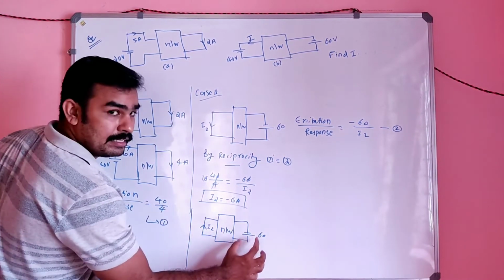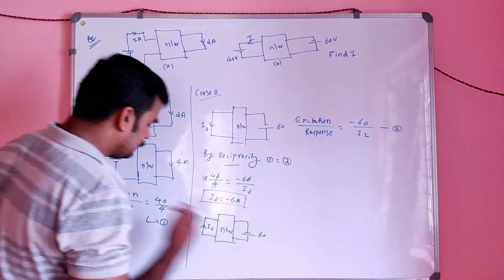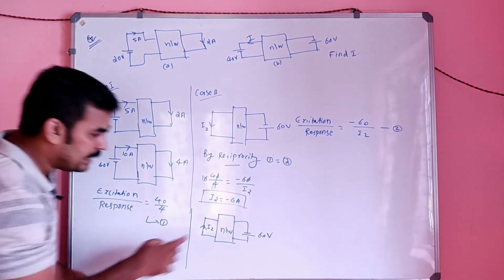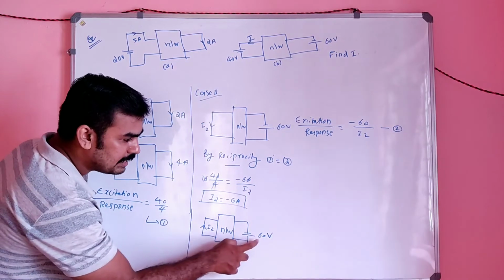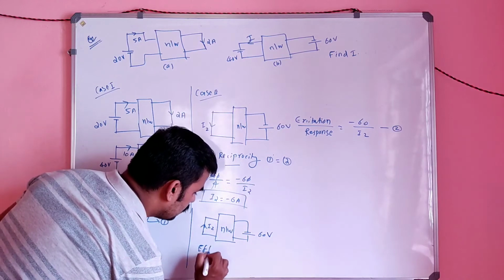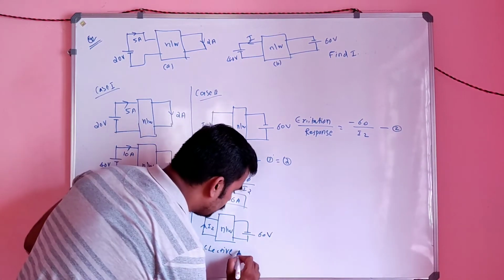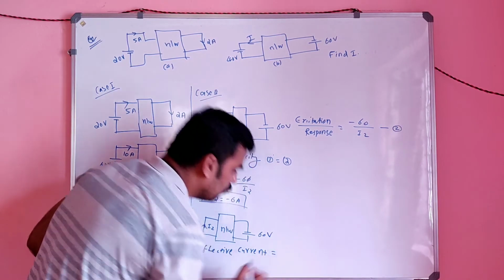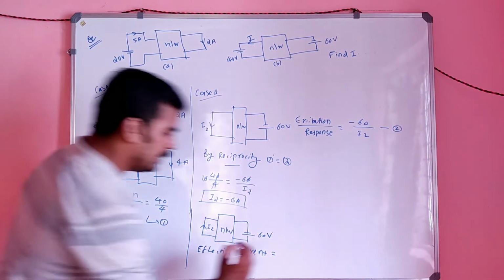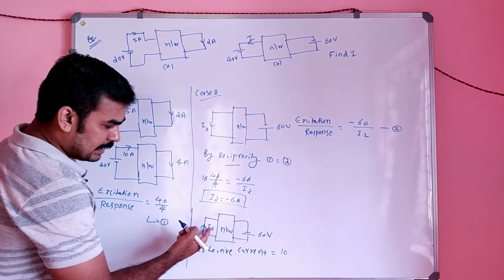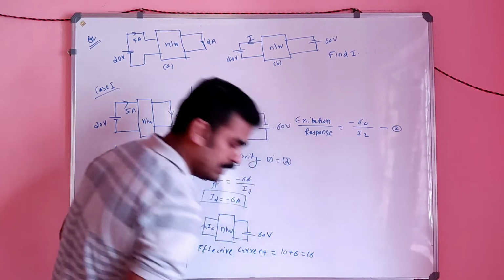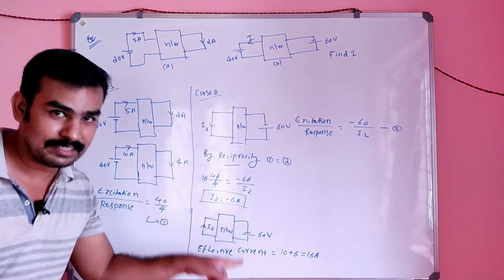In the second source, 60 volt alone exists. The current is again in the right side direction with 6 ampere. So by the superposition principle, the effective current will be, this is right side current now, so you take it as plus. This is also right side current, so it is 16 ampere. Is it correct?